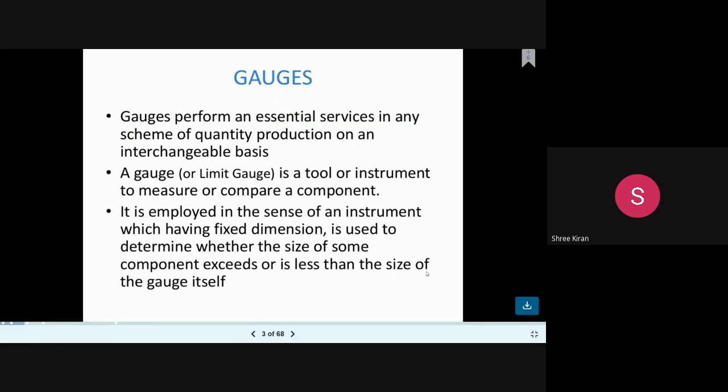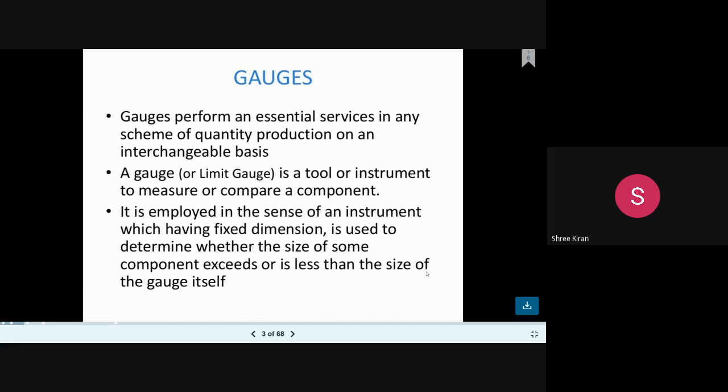A gauge or limit gauge is a tool or instrument to measure or compare a component. It performs an essential service in any scheme of quantity production on an interchangeable basis, and a gauge is a tool or instrument to measure or compare a component.